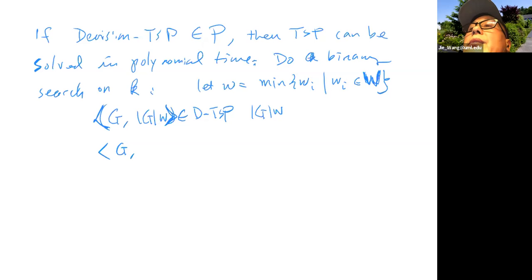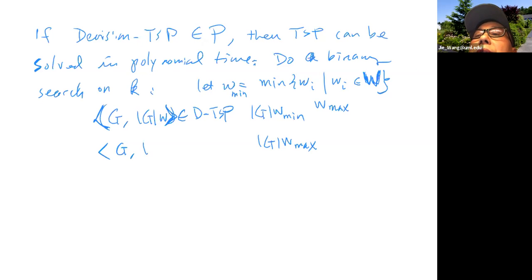Okay, I'm just adding W min here, so this will be the smallest weight, and then likewise I can use W max. So I know this: if you have a Hamiltonian circuit, then its total weight cannot be more than this. But I don't know whether I do have a Hamiltonian circuit, but then I can ask.